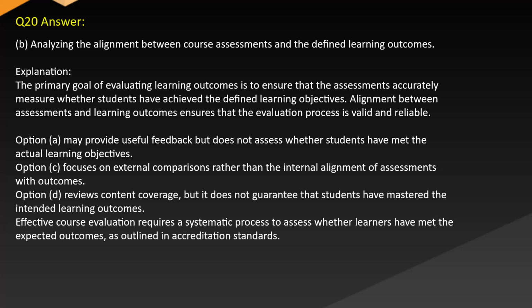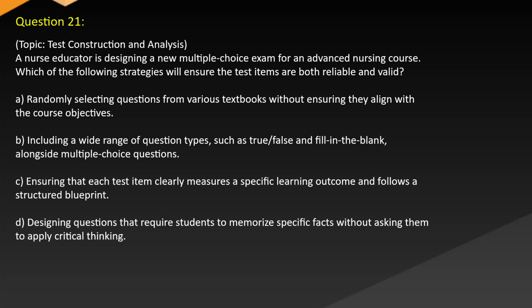Option A may provide useful feedback but does not assess whether students have met the actual learning objectives. Option C focuses on external comparisons rather than the internal alignment of assessments with outcomes. Option D reviews content coverage, but it does not guarantee that students have mastered the intended learning outcomes. Effective course evaluation requires a systematic process to assess whether learners have met the expected outcomes as outlined in accreditation standards. Question 21. Topic: Test construction and analysis.